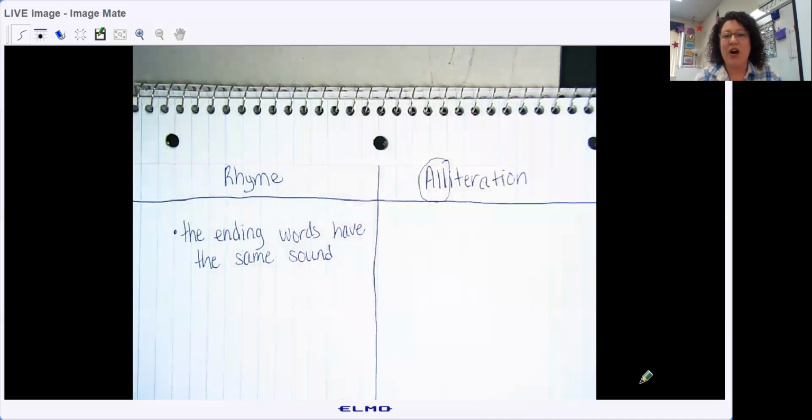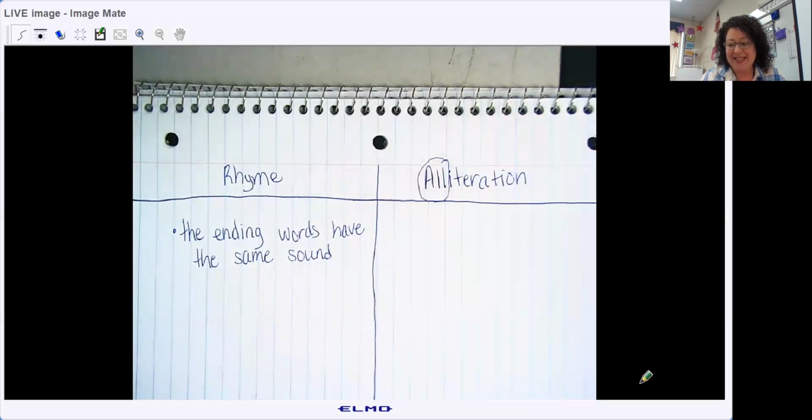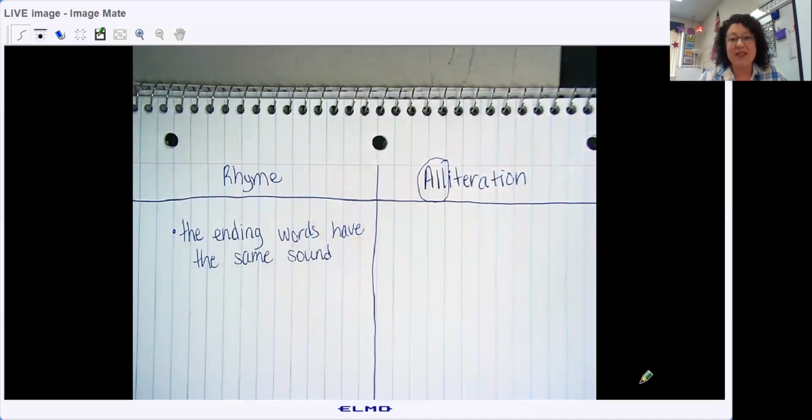It had that word all in the beginning of it. So remember what alliteration is? Almost all the words start with the same sound, not letter, sound. Because like the letter G can make a G sound and a J sound, like my name. And the letter C can make a K sound and a S sound. So it doesn't have to be the same letter, it has to be the same sound.